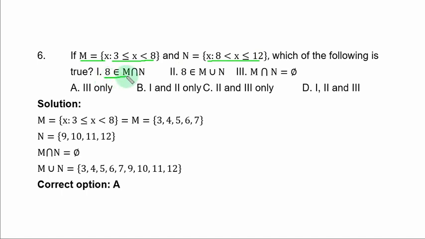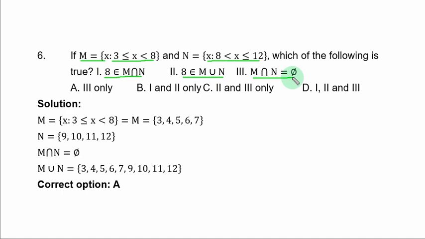8 is a member of M intersection N. 8 is a member of M union N, and M intersection N is equal to an empty set.